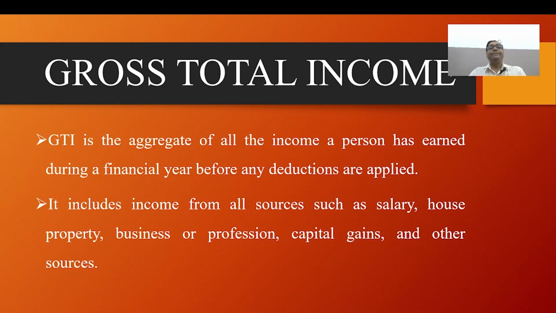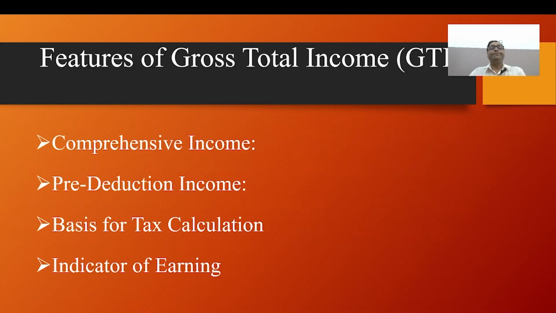Now I will discuss the features of the GTI. Gross total income has four features. Number one, comprehensive income. Number two, pre-deduction income. Three, basis of tax calculation. And fourth, indicator of earning. GTI includes all forms of income regardless of their sources. This could be salary, income from house property, profit from business and profession, capital gains, and income from other sources.